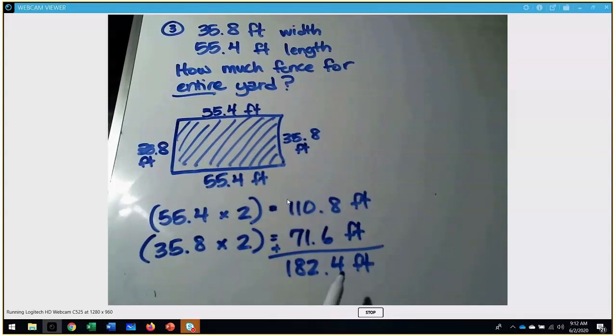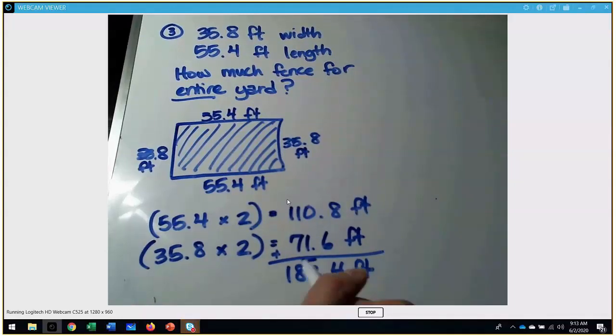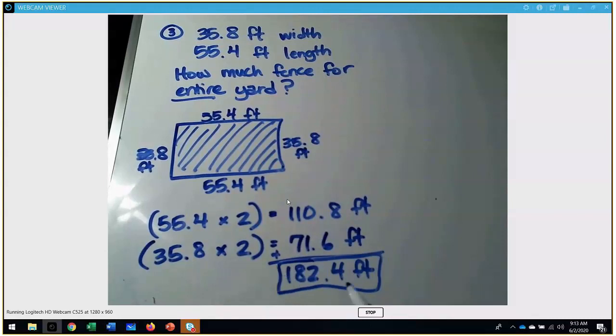That's the exact answer. Now, if I were to really go and buy fence for this, would you go and ask the guy for 182.4 feet of fencing? Probably not. That means you would have to be perfect when you install that. So I would round that up. Even though the rounding rules would actually tell me to buy 182, because the 4 or less would round down, if I did that, I'd be short. I would round this up, and I'd buy at least 183.